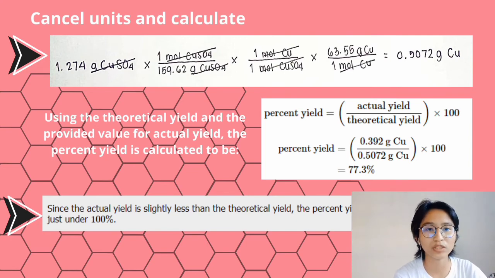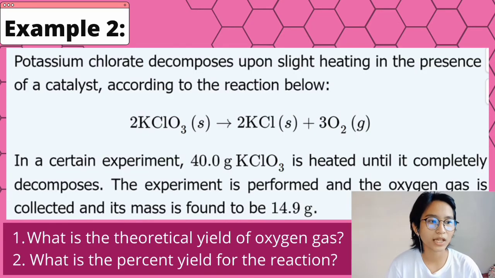Using the equation, percent yield is equal to actual yield with a value of 0.392 grams over the theoretical yield with a value of 0.5072 grams multiplied by 100%. This results to 77.3%, and since the actual yield is slightly less than the theoretical yield, the percent yield is just under 100%. The second example: potassium chlorate decomposes upon slight heating in the presence of a catalyst.